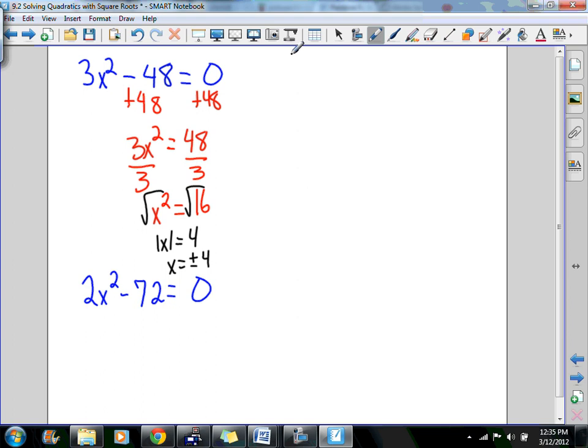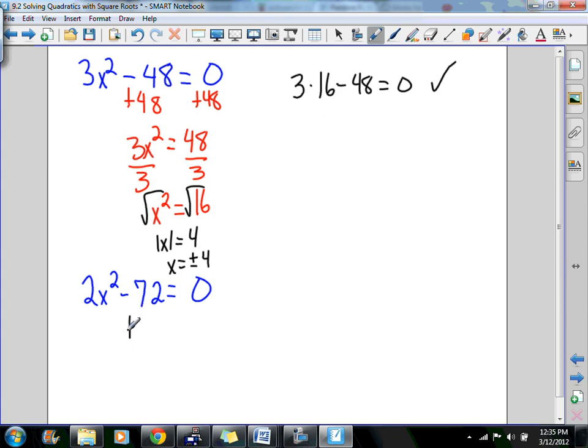The check: we end up getting 3 times, and I'm just going to write 16 because 4 squared is 16, minus 48 is equal to 0. And that's true. And this one would be the same thing because negative 4 squared would also be 16. So there's our check, and we're all done.